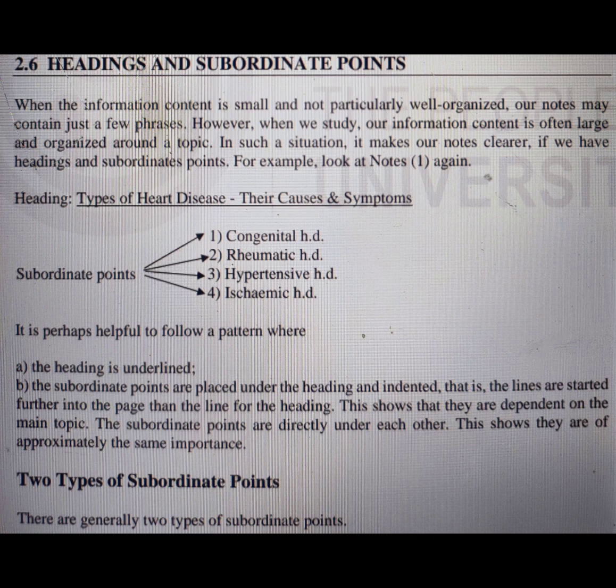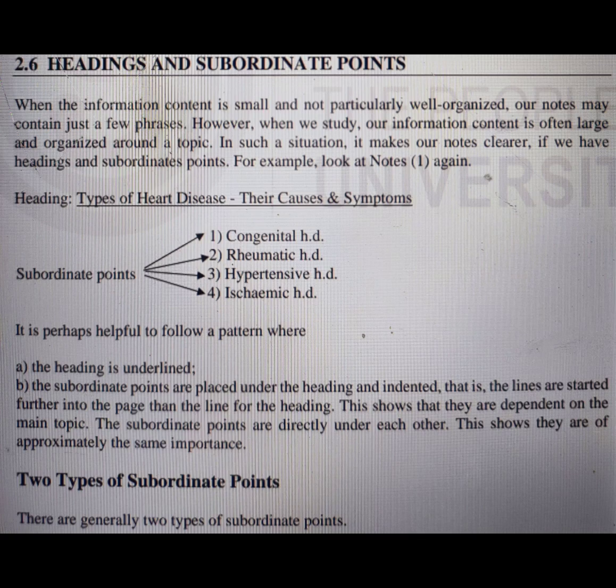Heading: Types of heart disease, their causes and symptoms. Subordinate points: 1. Congenital H. D. 2. Rheumatic H. D. 3. Hypertensive H. D. 4. Ischemic H. D. It is perhaps helpful to follow a pattern where a.